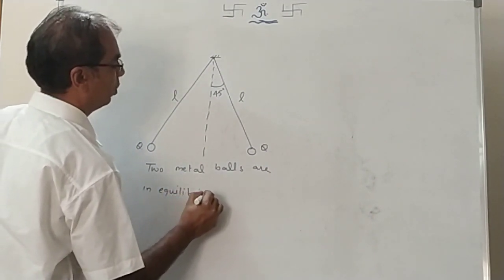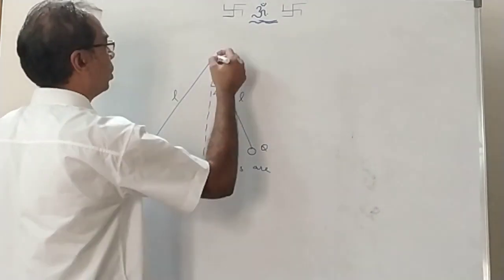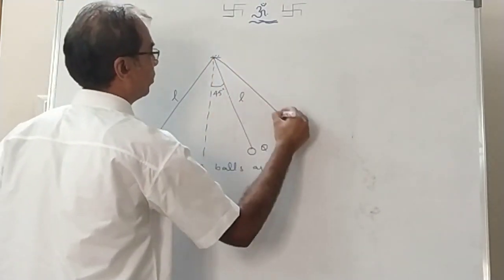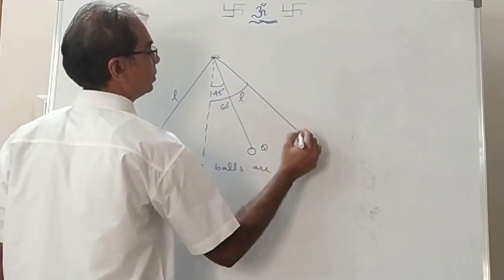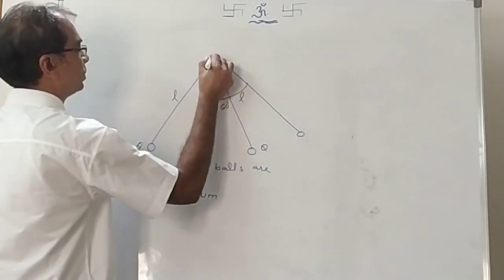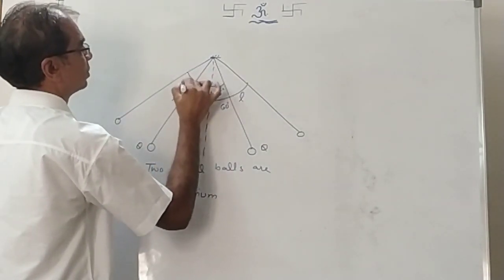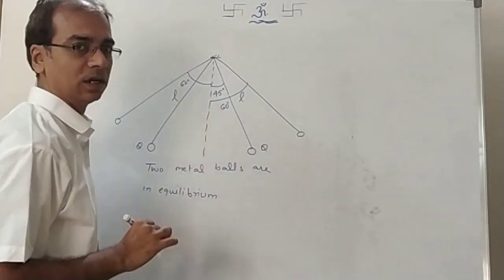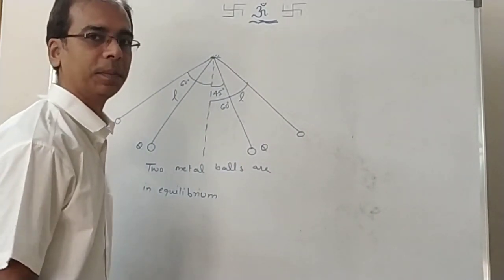Now we are going to displace them further. Let's say both the balls are taken away such that this angle is 60 degrees. Now this angle is 60 degrees, and the balls are released. What will happen? What do you think will happen?